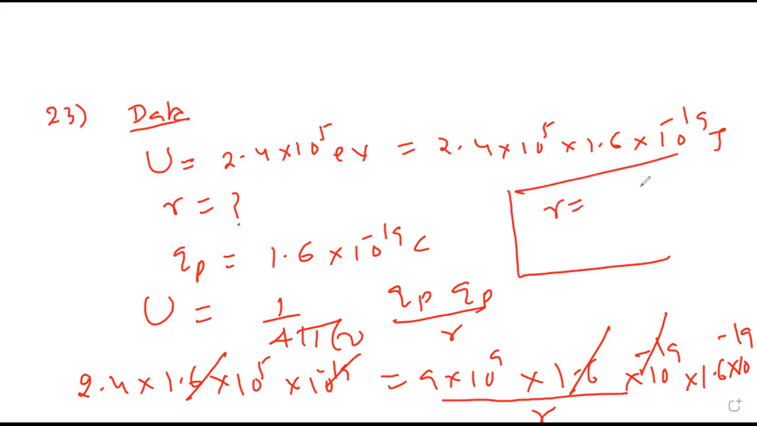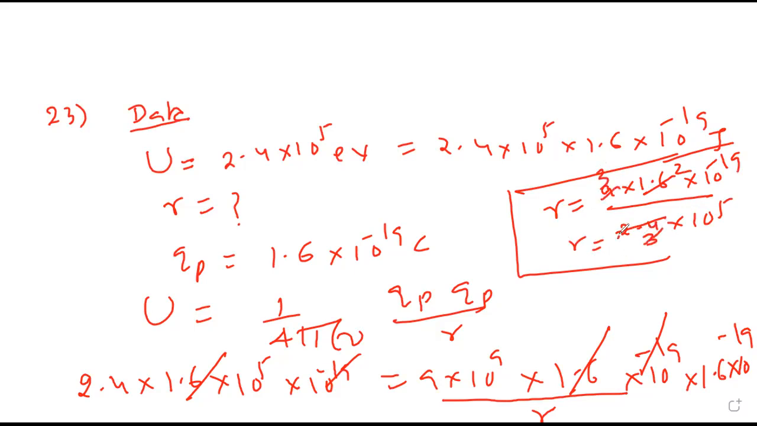So this will give R equals 9 into 1.6 into 10 raised to minus 19 upon 2.4 into 10 raised to 5. 8 into 2, 8 into 3, 3 into 3. So R equals 6 into 10 raised to minus 19 and 5, minus 24. 10 raised to minus 24.